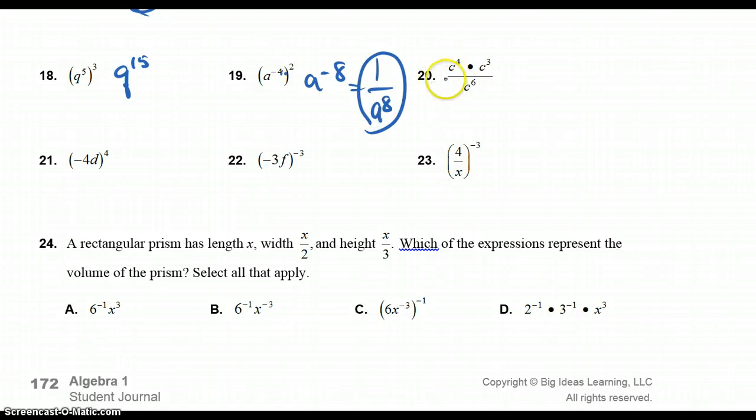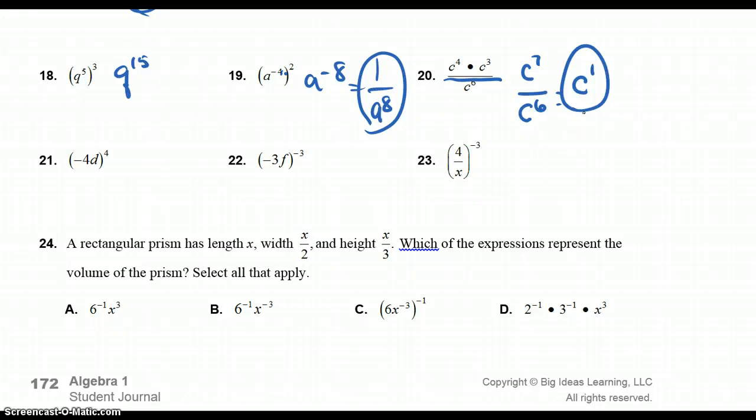Okay, number 20, let's clean up what I have on the top first, which is c to the 7th, because when I multiply, I add the exponents, over c to the 6th. When I have division, I subtract, so I really get c to the 1st, or just c. Okay, on 21.